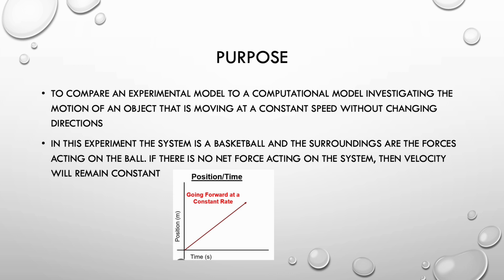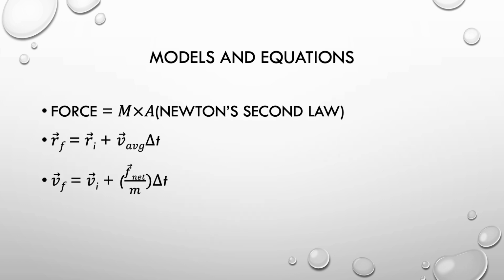In this experiment, the system is a basketball and the surroundings are the forces acting on the ball. If there is no net force acting on the system, then velocity will remain constant. And the graph I added previews what my modeled graph should look like, as this graph illustrates what constant velocity looks like. And here are the equations that will be used in this experiment.